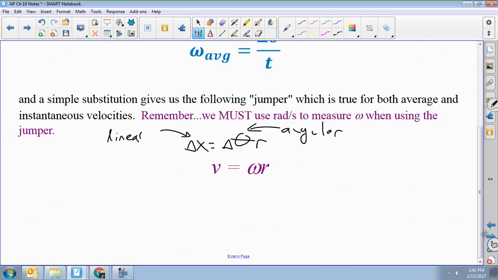And one other thing I want to comment on, I talked about this jumper equation down here. This jumper equation works whether you're talking about average or instantaneous velocity. So if this is average velocity, this is average angular velocity. If this is initial velocity, this is initial angular velocity. As long as they're the correct corresponding values, it'll allow you to jump between the linear and angular values. Cool?